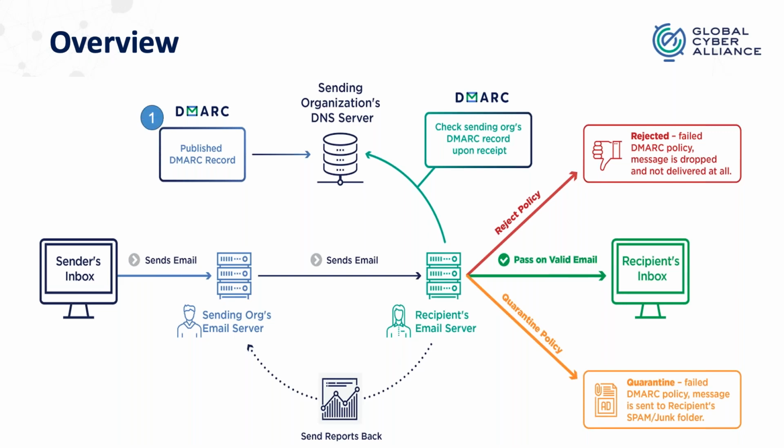So the first step is that you, a sending organization, and I'll say the sending organization right now is globalcyberalliance.org, publish a DMARC record on your DNS. So I put this on our DNS and created that policy, and let's say for now, the policy is set to none.